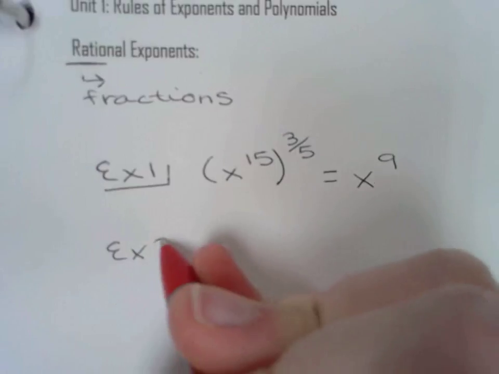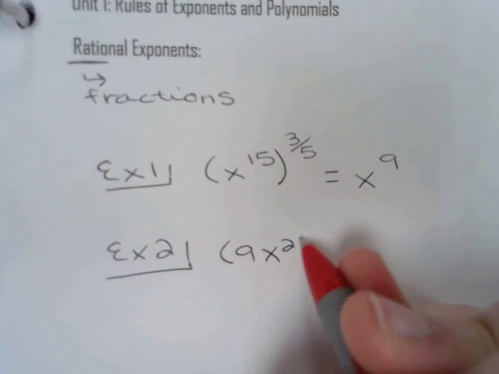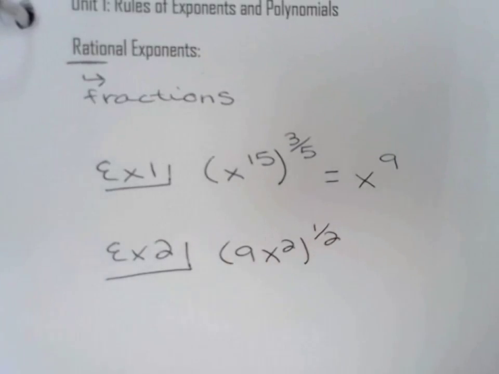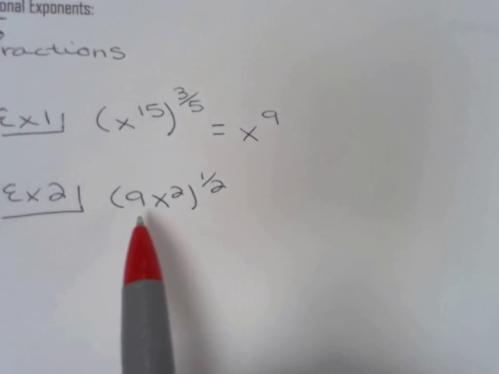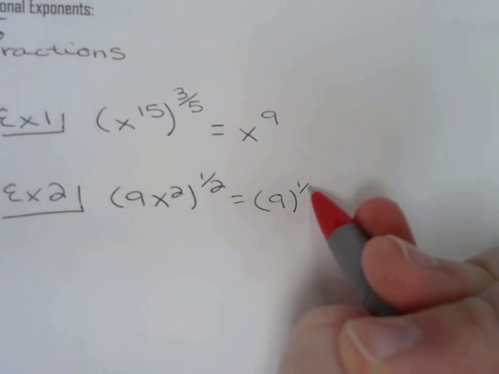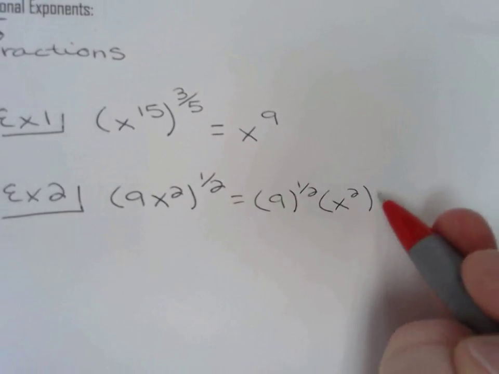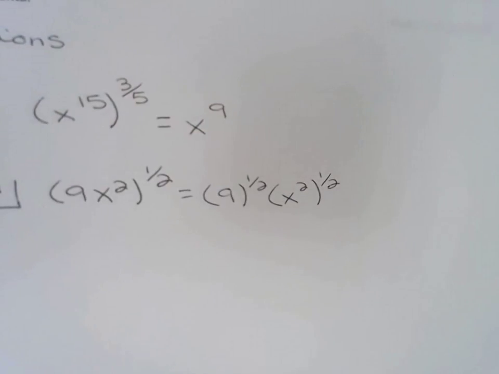Okay, so if I look at another example, this one's a little different because I am throwing in a coefficient. Remember, a coefficient is the number in front of a variable. So I'm throwing in a coefficient of 9. So this looks a little different. What you have to do is deal with the coefficient and the variable separately. So 9 to the 1/2 power and x squared to the 1/2 power. So we are dealing with each one of those separately.